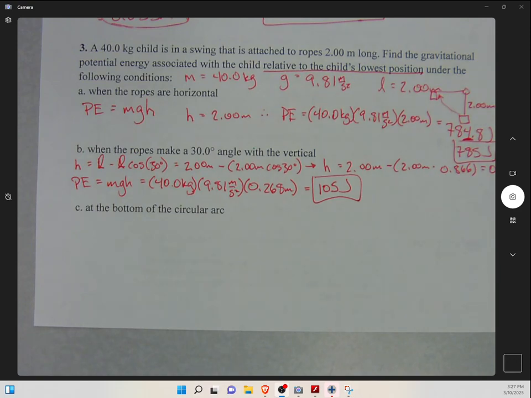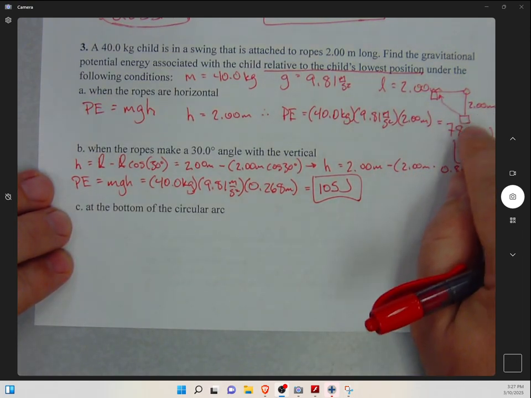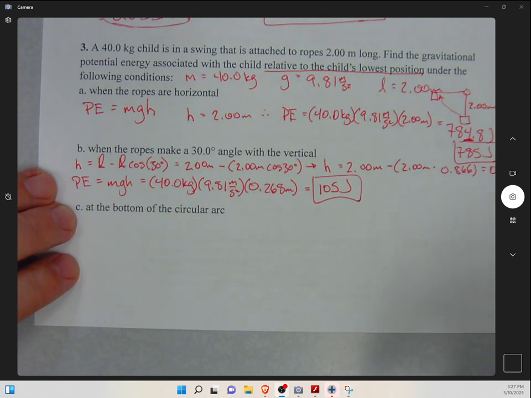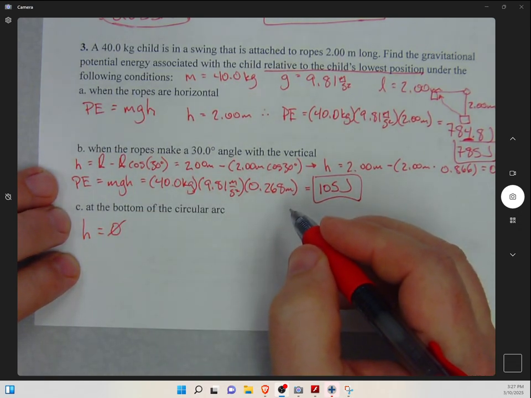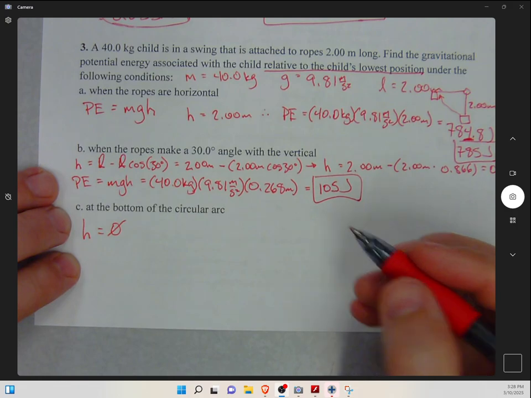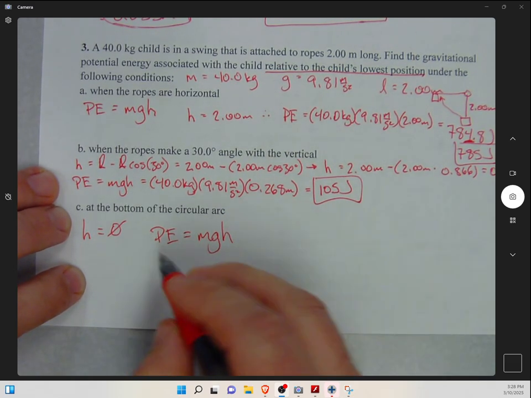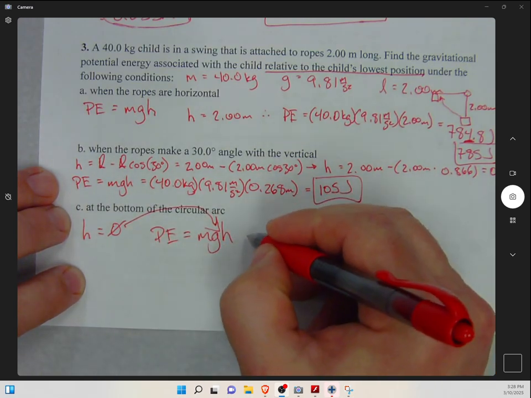Part C, we have at the bottom of the circular arc, right? So at the very, very bottom of this circular arc as the swing goes. So at the lowest position, the height above the lowest point is 0, right? At the lowest position, there's no difference between that and the lowest position, okay? And so h in this case is going to be 0. So what happens when I go to plug in 0 for that h? It's going to make the entire term 0.